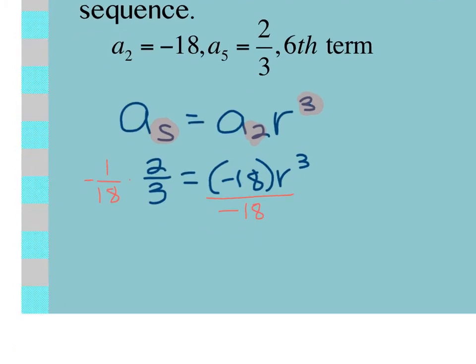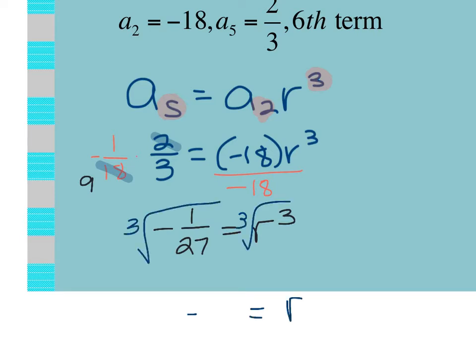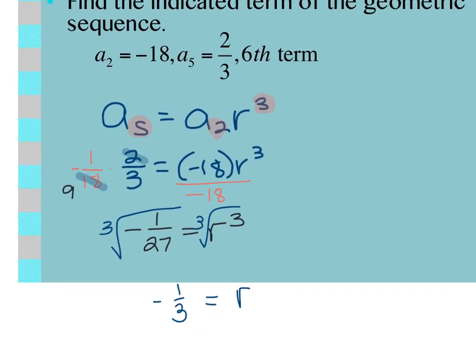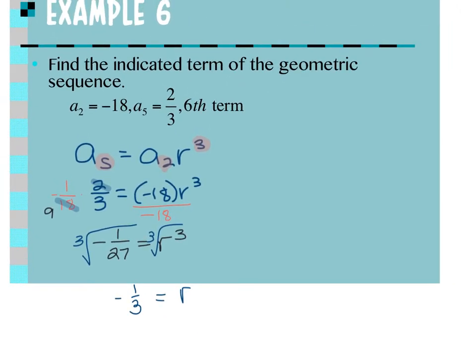Okay. So then this would be 9, -1/27 equals R to the third, and then cube root both sides, and R equals -1/3. So after you find R is pretty much when you can make your own decision of whether to use A sub 2 and then A sub 5.